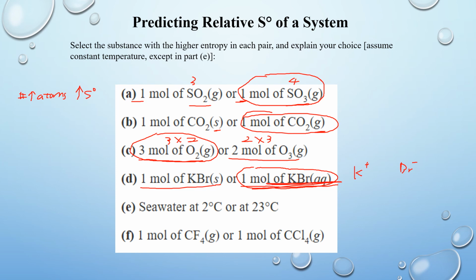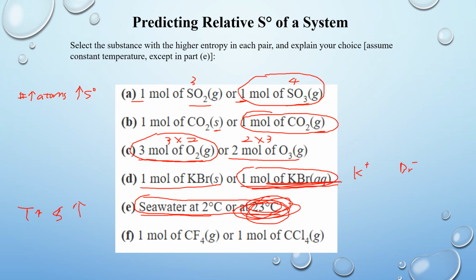For E, seawater at 2 Celsius and 23 Celsius. For the same amount of substance, the higher the temperature, the higher the entropy. Higher temperature means more kinetic energy, so moving faster, with more microstates available. That will give you a higher entropy, so we choose the higher temperature.